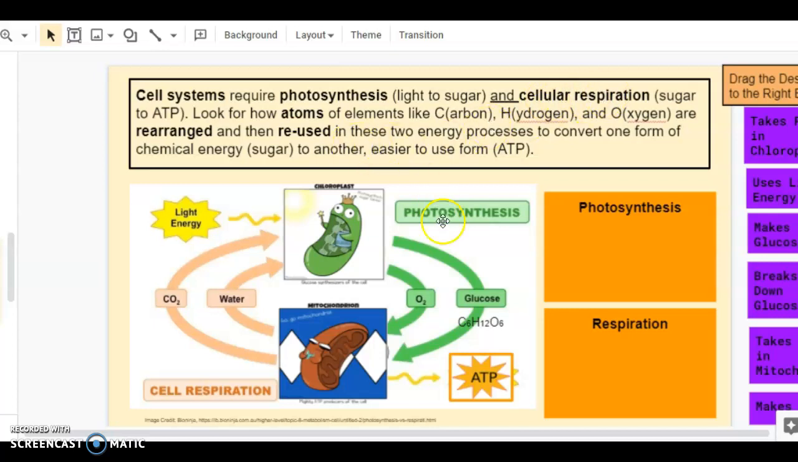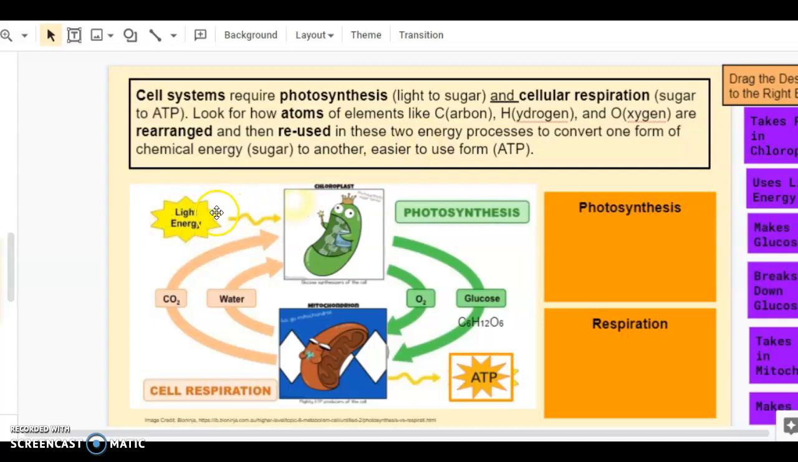I want you to look in this diagram for a couple of things. First, look for atoms of elements like carbon and hydrogen and oxygen, which get rearranged and reused, as we would expect to happen in any chemical reaction, which is what these energy processes are. They're a series of chemical reactions, and they're going to rearrange these atoms, these elements, and as the bonds are formed and broken, they're going to use that for energy.